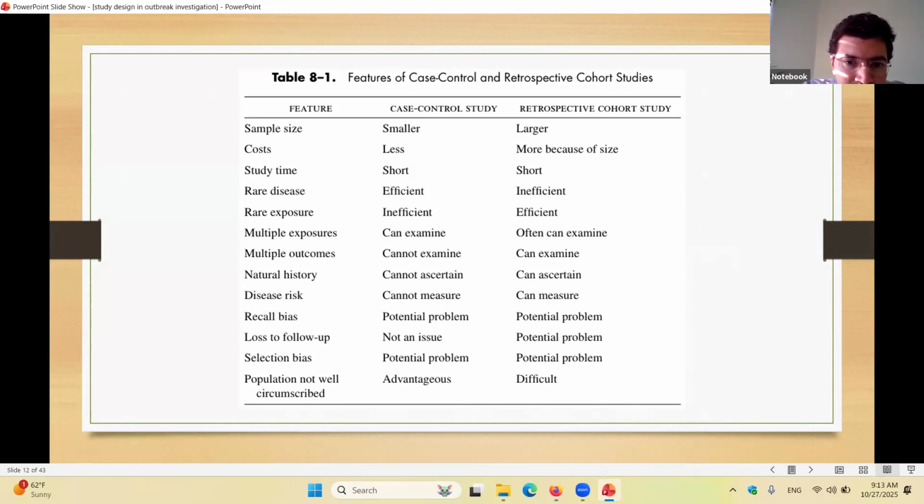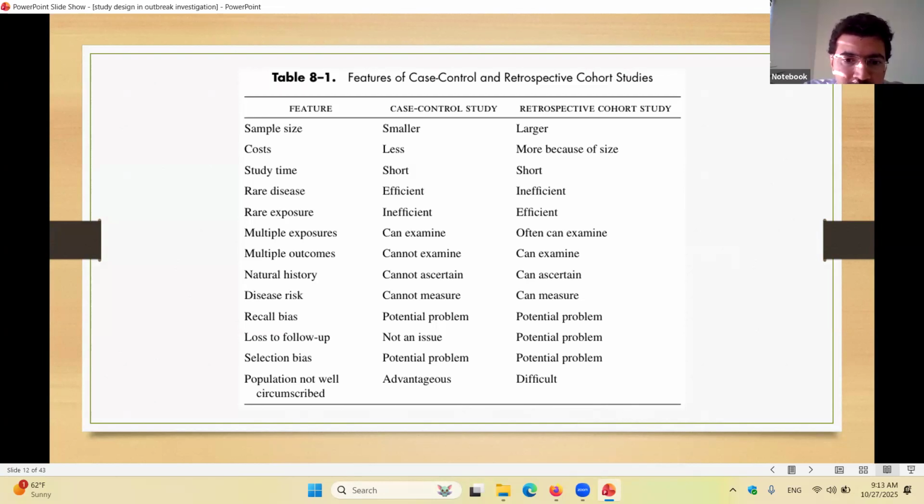For disease risk, disease risk cannot be measured in case control studies, but in cohort studies, disease risk can be measured. For recall bias, both of them have a potential problem for recall bias.